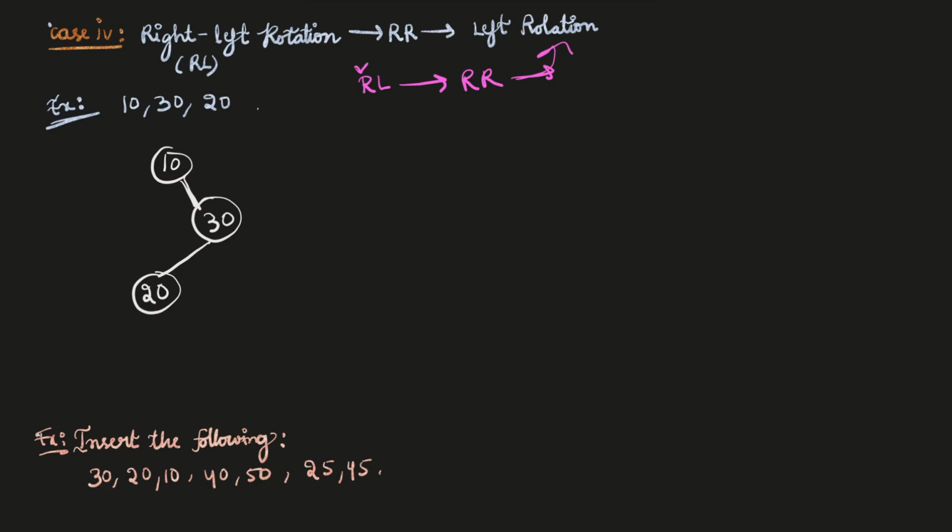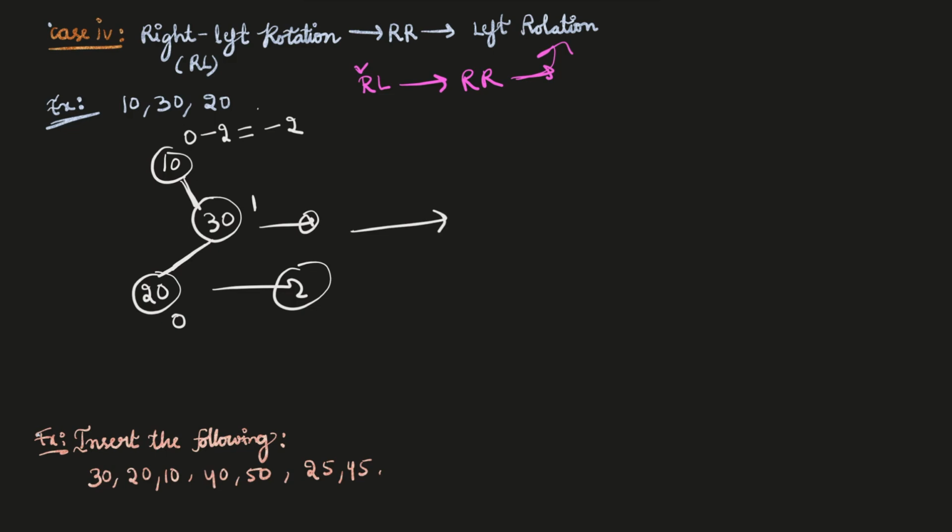Checking the balance factor from the leaf node, 20 will have 0, 30 will have 1 because there is only a left node, and coming to 10, it is 0 minus 2 because there's no left subtree. It is only having a right subtree and it is having 2 levels. See, this is the first level, this is the second level. So it is minus 2.